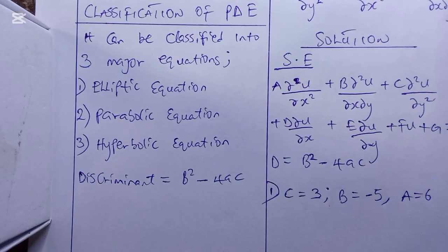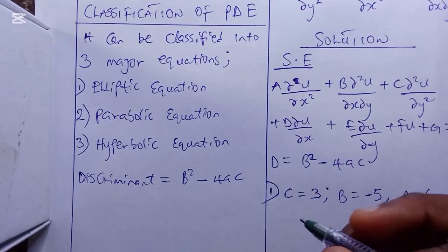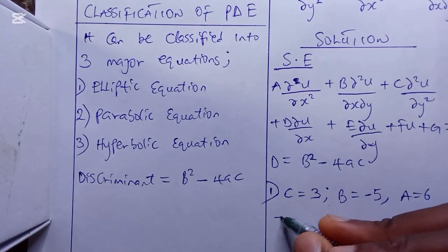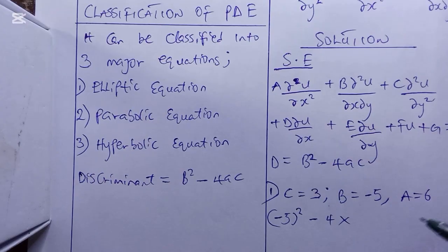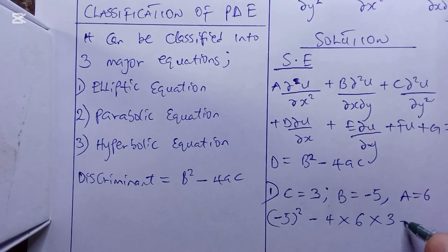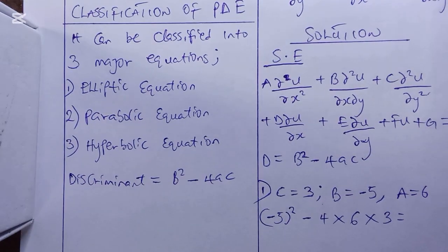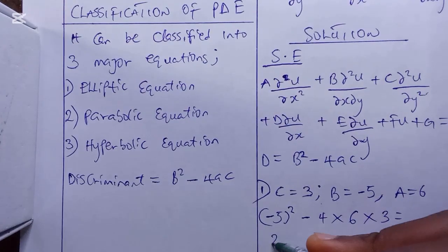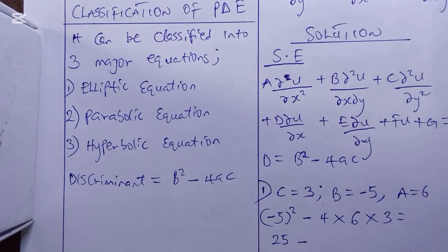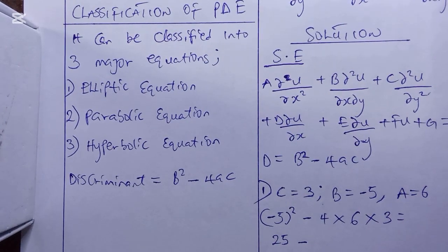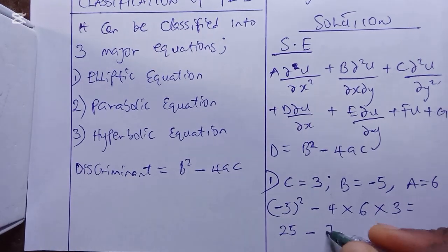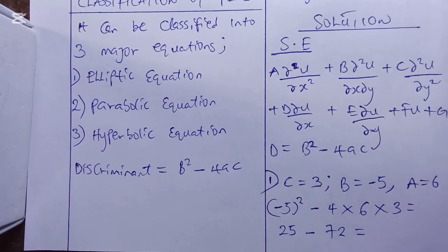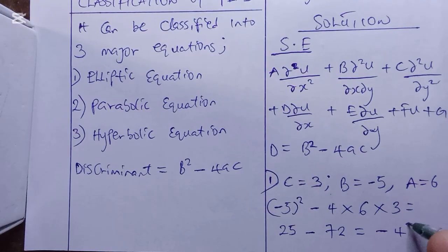So from our discriminant, we have b square minus 4ac. B is minus 5, so minus 5 square minus 4 times a, which is 6, times c, which is 3. So minus 5 square is 25, minus 4 times 6 times 3. 4 times 6 times 3 will give you 72. And 25 minus 72 will give you minus 47.